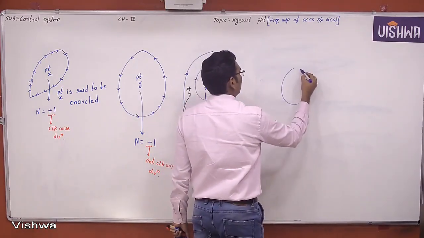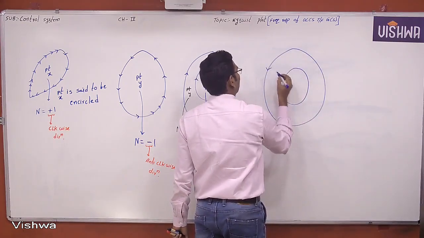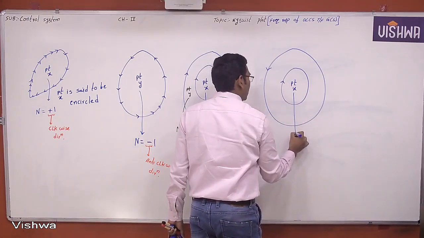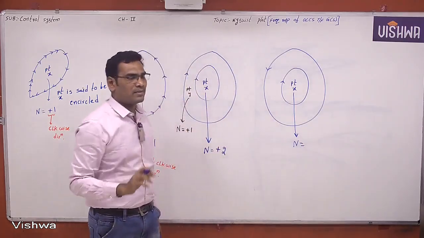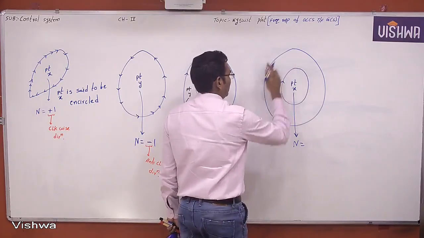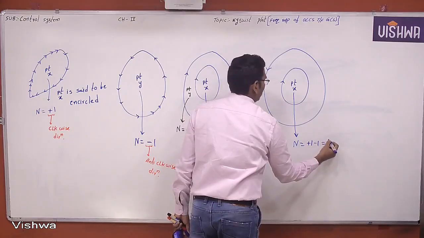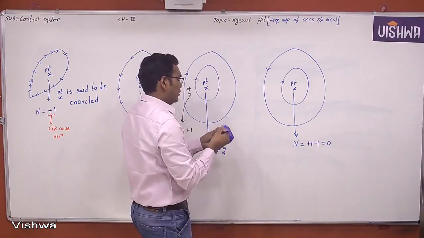Now, this is the point X. Point X is encircled how many times? No, not 2 times. Okay, see here. Now this is clockwise direction, and this is anti-clockwise direction. Plus 1, minus 1. So with respect to point X, there is no encircle.